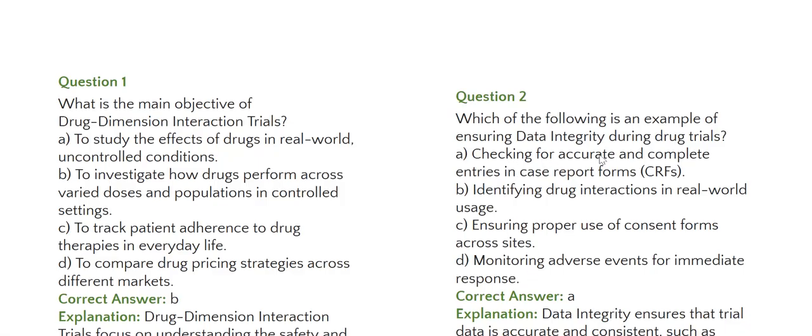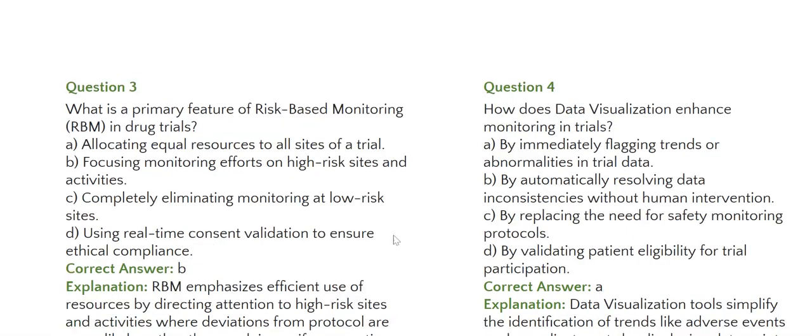As for checking for accurate and complete data entries in CRFs, case report forms, the other name for it is EDC, electronic data capture. So A would be the answer, as data integrity ensures that trial data is accurate and consistent, such as verifying complete and error-free CRF entries. The other options represent safety monitoring for D and compliance for C, but they are not examples of direct data integrity measures.